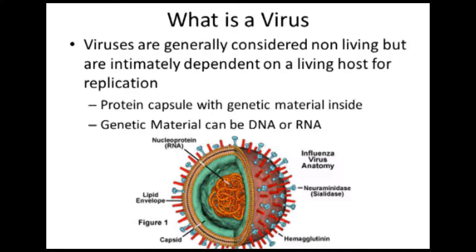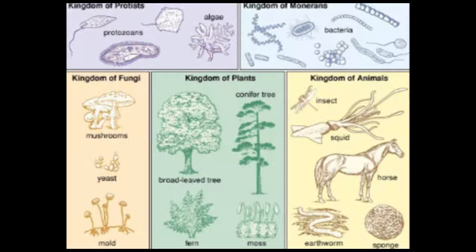Okay, first thing, what's a virus? Viruses are generally considered non-living, but are completely dependent on a host for replication. So the main characteristic is they are protein, and they cannot reproduce on their own because they are not a bacteria, they are just a virus. They are protein. And categorization of living beings. So we have protists, monera, fungi, plants, and animals. And the main characteristic is that the union of cells is different, creating a different type of living beings. You can see some examples here in the picture.